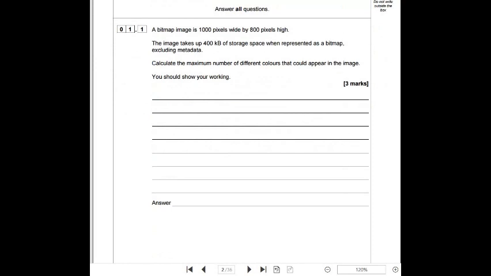Question 1. You've got a bitmap image of 1,000 pixels by 800 pixels high. The image takes 400 kilobytes of storage space when represented as a bitmap, excluding metadata. So we need to calculate the maximum number of different colors that could appear in the image. So we've got to show our working. Yes, it's 3 marks, so we've got to show it. Okay?